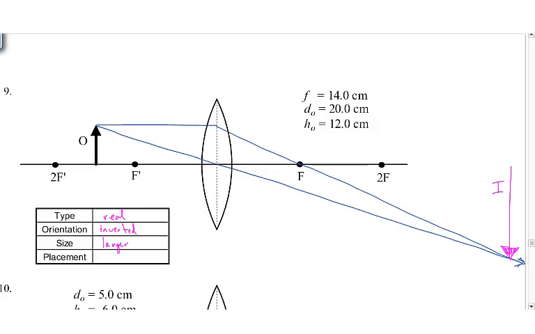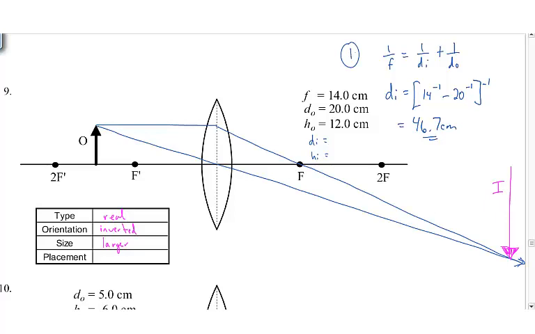If we go to use the mirror and lens equation, we can calculate what is the distance to the image and what is the height of the image as well. So first step, to solve for di, we're going to take the 1 over f equals 1 over di plus 1 over do equation. Solving for di, I'm going to subtract 1 over do from both sides and then take the inverse. So di will equal the inverse of 1 over f, which is 14 to the negative 1, and we're going to subtract the inverse of do, which is 20 to the negative 1. Take the inverse of all of that, and you're left with an answer of 46.7 centimeters.